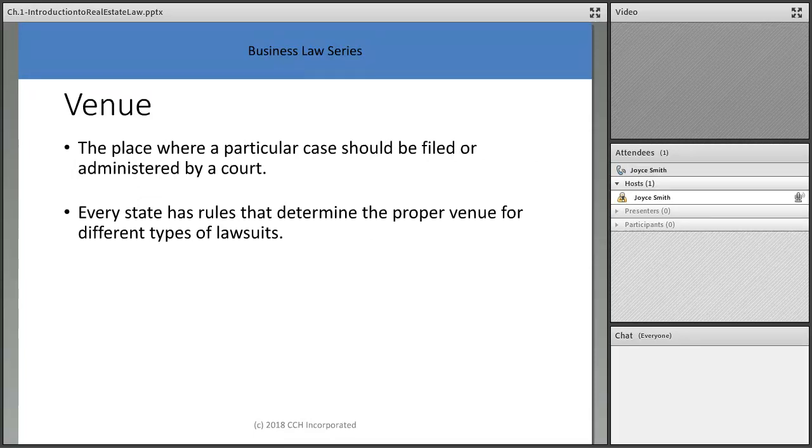The venue: the place where a particular case should be filed or administered by the courts. Again, this will be up to an attorney when you seek their advice on where to actually file to hear your cases. And every state has rules that determine the proper venue for the different types of lawsuits.